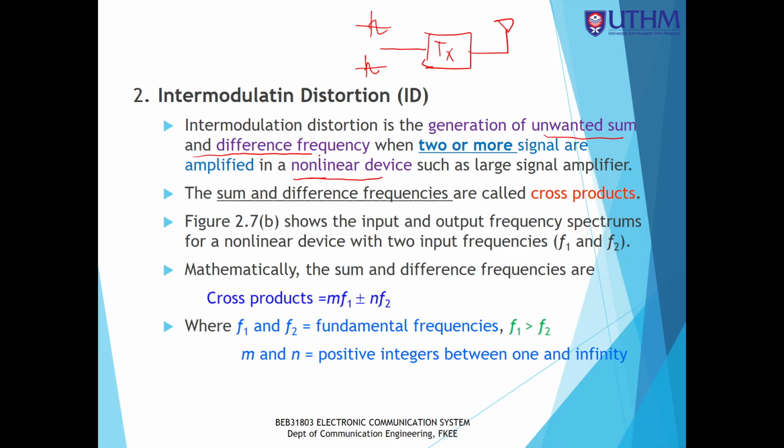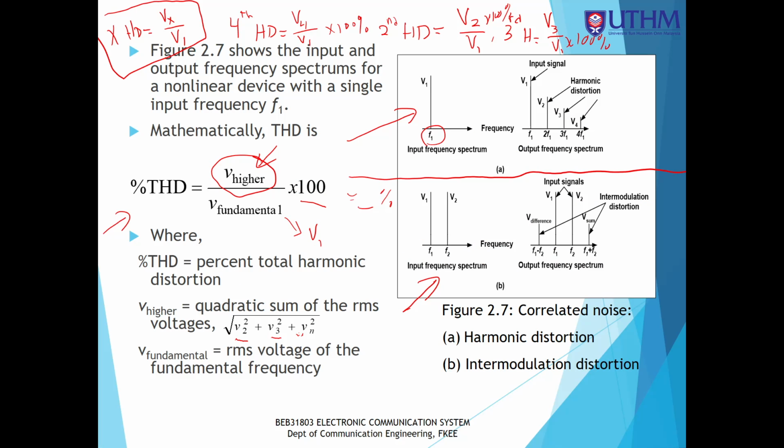Apabila signal itu dimasukkan ke dalam non-linear amplifier yang terletak dalam transmitter or receiver, and also termasuklah proses modulation yang berlaku dalam sistem tersebut yang mengakibatkan berlakunya unwanted sum and difference. Unwanted sum and difference also known as the harmonics. Dia adalah harmonics sebenarnya, tetapi dia terletak pada kedudukan frekuensi yang berbeza. So nanti ini saya akan tunjukkan dalam gambar ini.